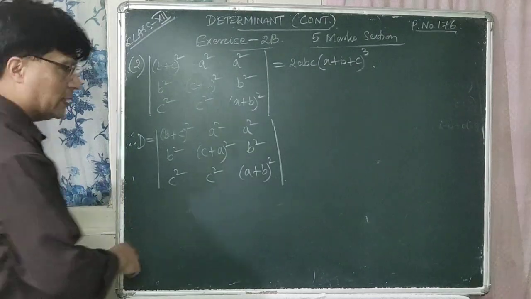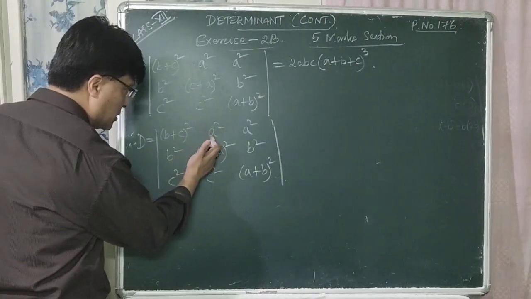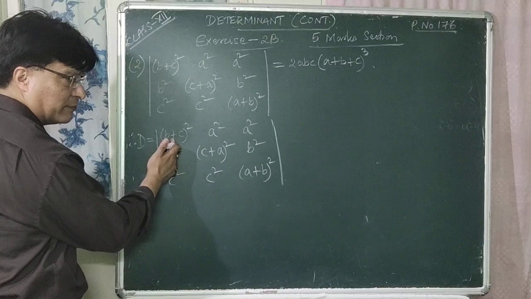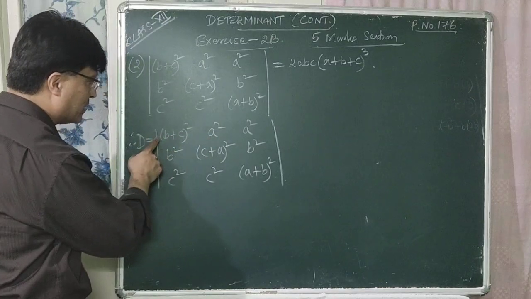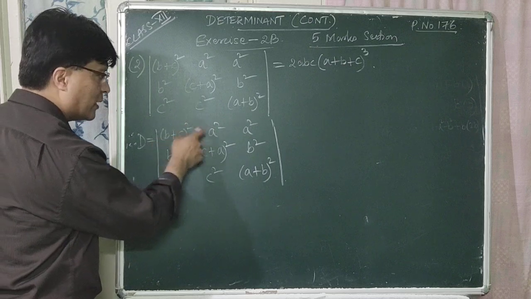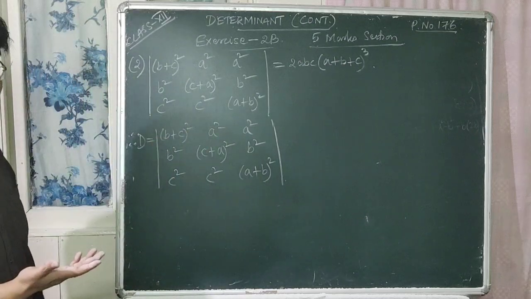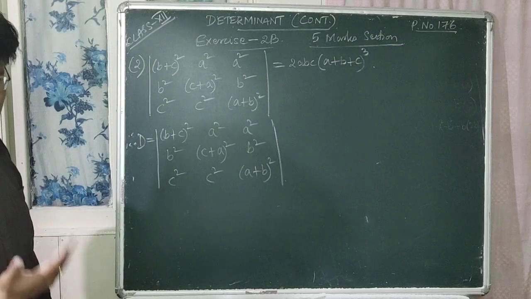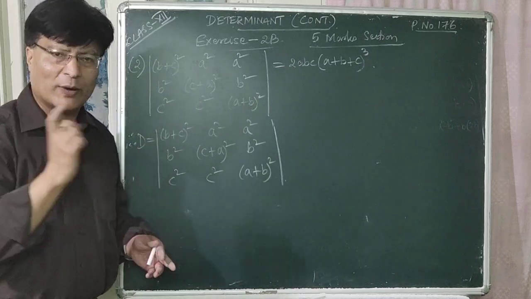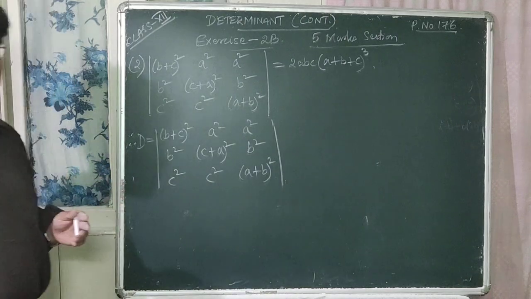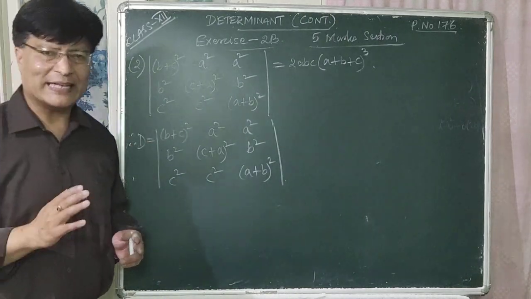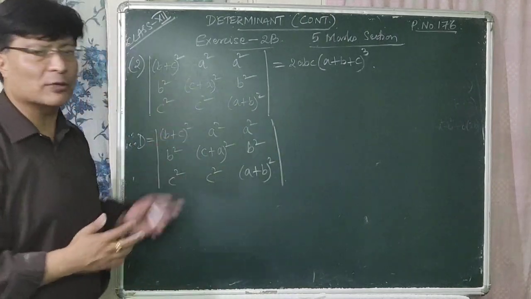Now what we will do here is, let's do C2 dash is equal to C2 minus C1. If you do this one, A square minus B plus C whole square, you can use here A square minus B square formula. That is A plus B into A minus B. If you use that formula, one of the factors that you may get will be A plus B plus C.